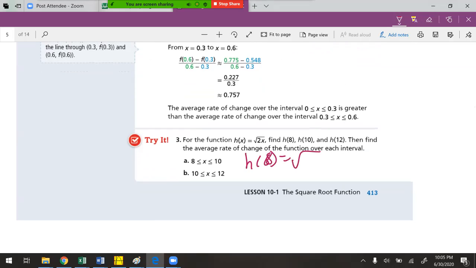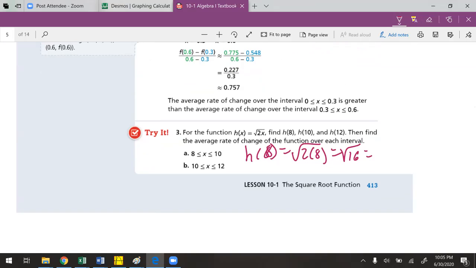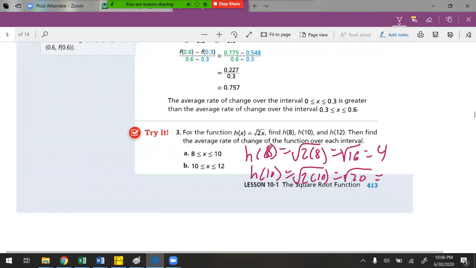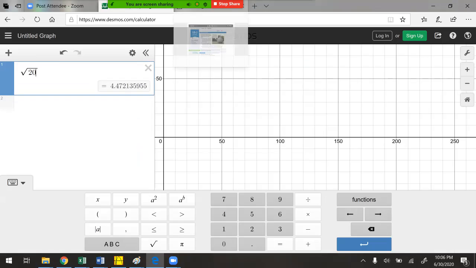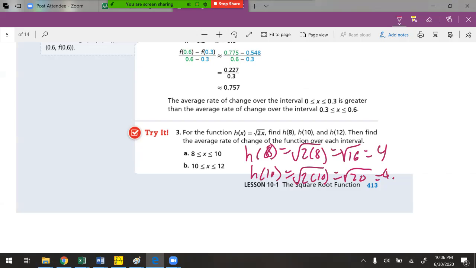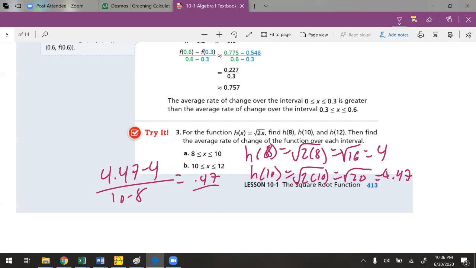We're going to plug in radical 2 times 8, which we can find mentally. That is going to be 4. H of 10 is going to be radical 2 times 10. That's radical 20. Let's get the decimal for this. It's going to be 4.47. So let's set it up real quick: 4.47 minus 4 over 10 minus 8. That is going to be 0.47 over 2. We have our answer. All there is to it.